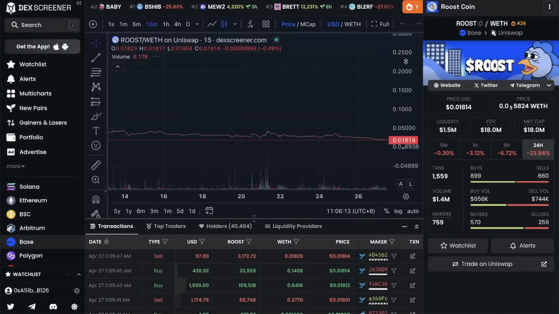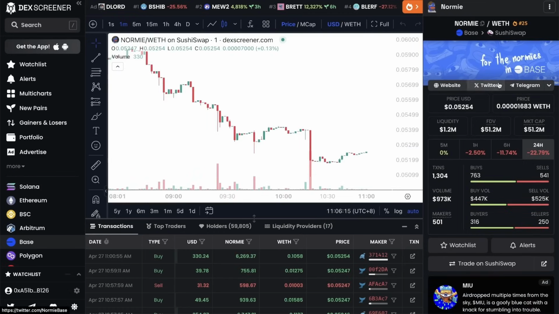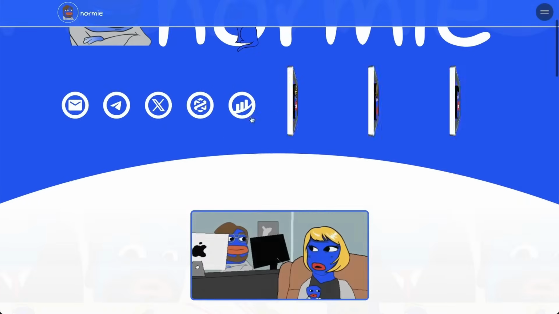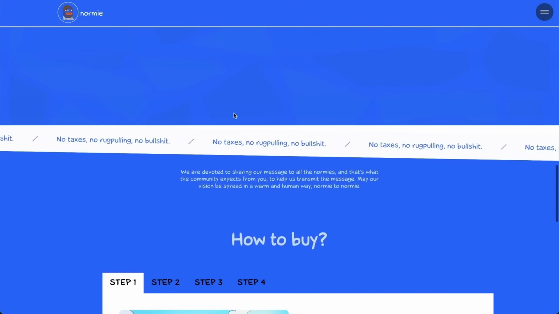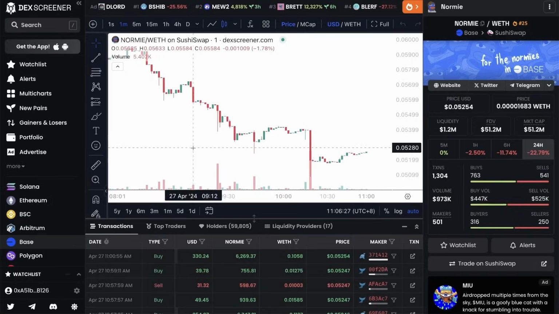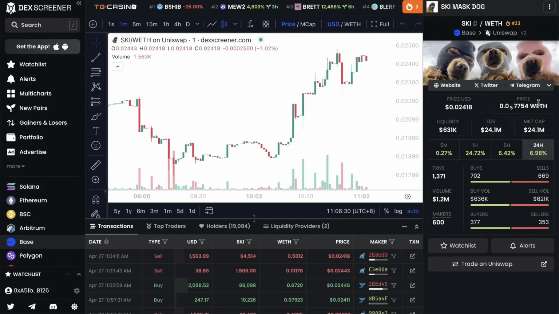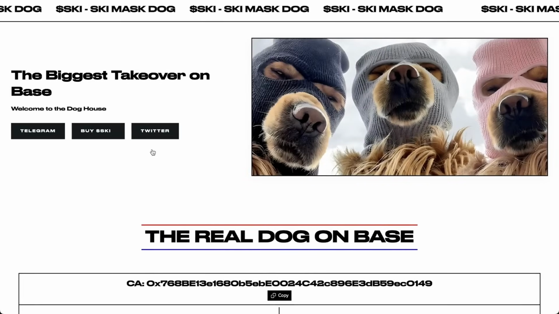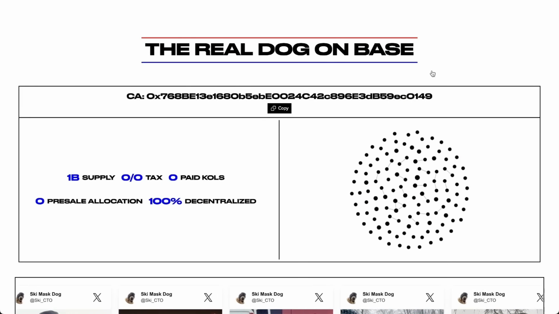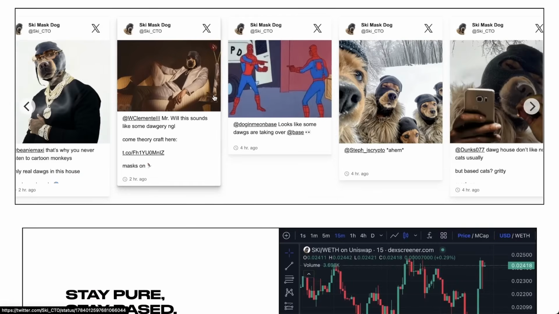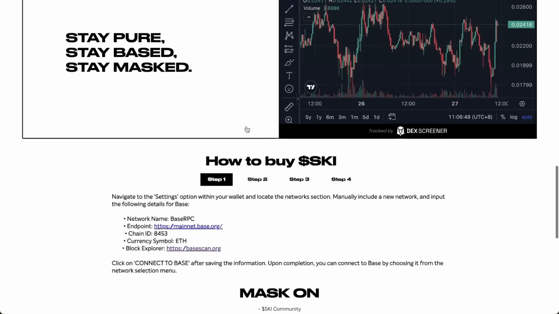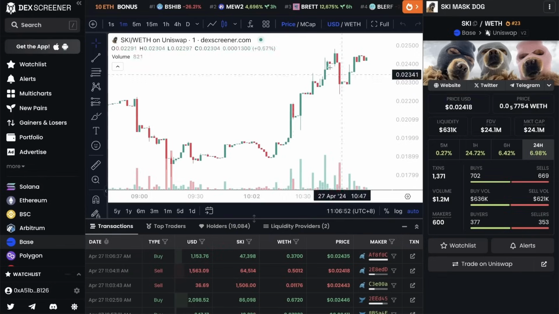So we get our Muffer. This is a popular one. Roost, okay. Normies. We just check the website as well to see what kind of level we have. Okay, simple website. Some funny stuff, funny dialogues. Little bit of animation. Not bad. Okay, we get the ski. So that's a dog again. And this one, Ski Mask Dog. Different one, okay. The real dog on Base. Not bad. Not bad.